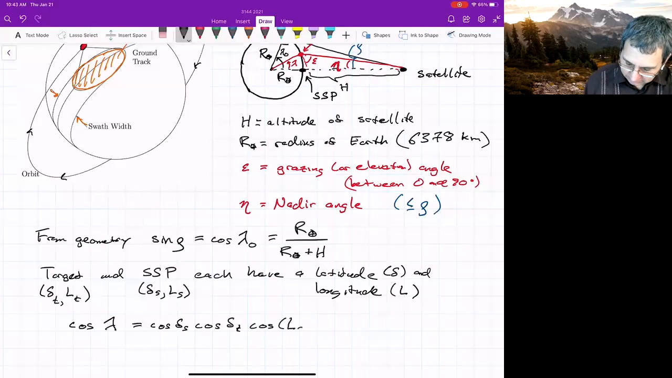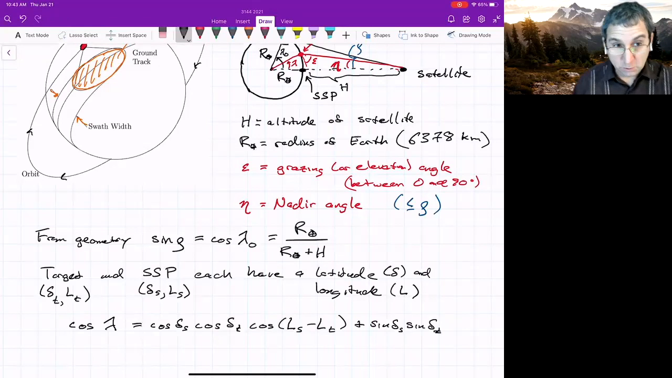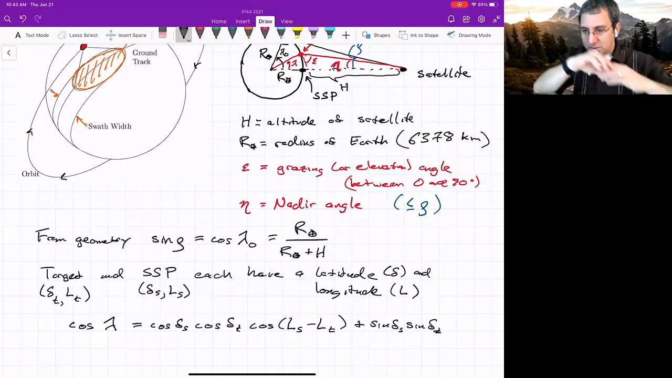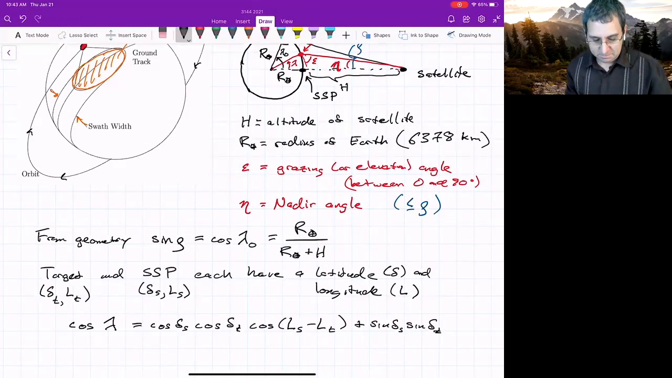Cosine LS minus LT plus, like, what is this all about? This is, if you want to know if a target point on the Earth is within the instantaneous access area, then you need to be able to calculate these things.